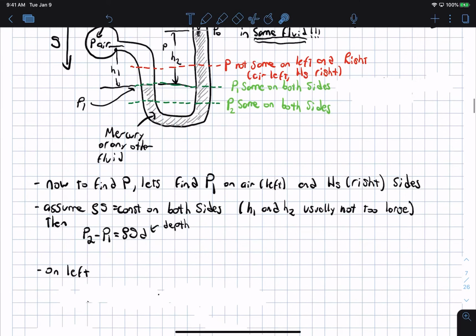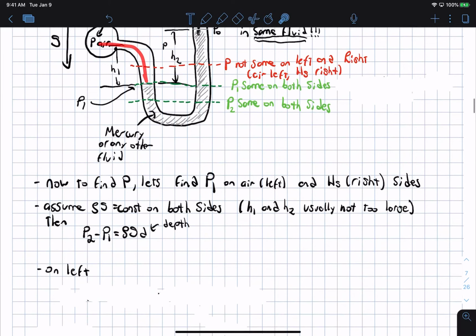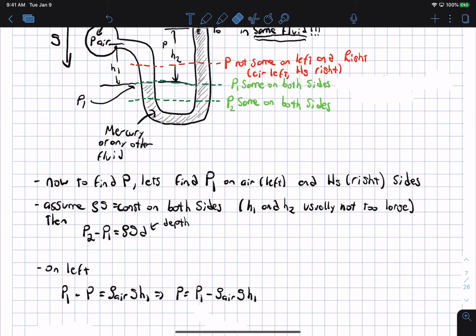So first I will work on this left leg of the manometer. So I'm going to start here and end here. So I have P end, which is P1, minus P start, which is just the pressure that we want, is equal to rho g h of the fluid here. Okay, so that's rho air times g times this h here, which is H1. Okay, and then we can solve for P. And then P is just P1 minus rho air times g times H1.